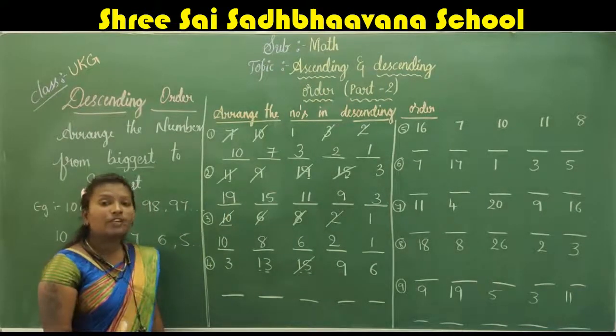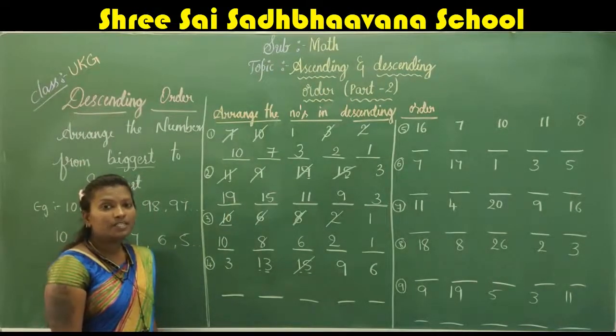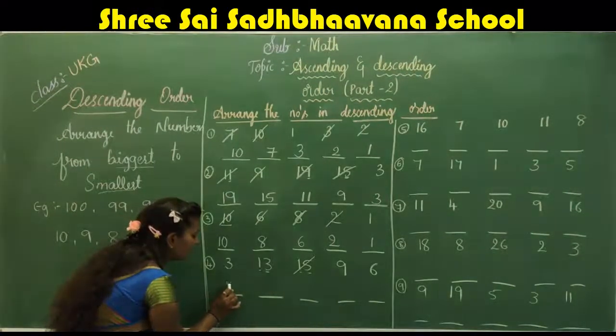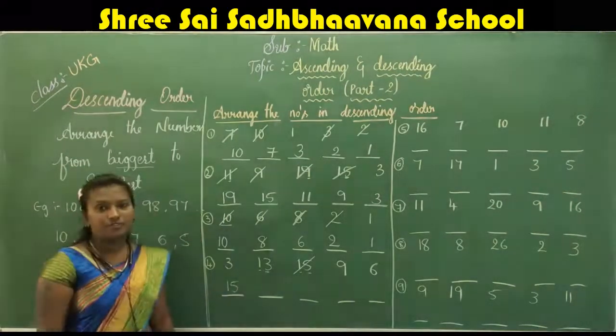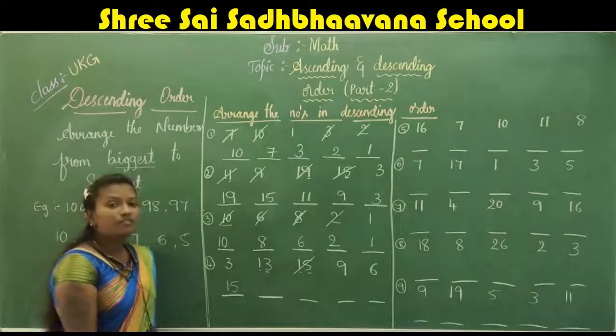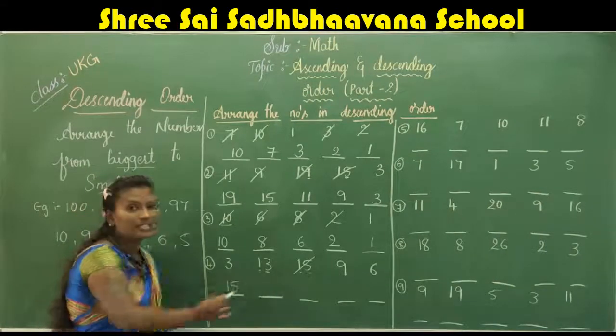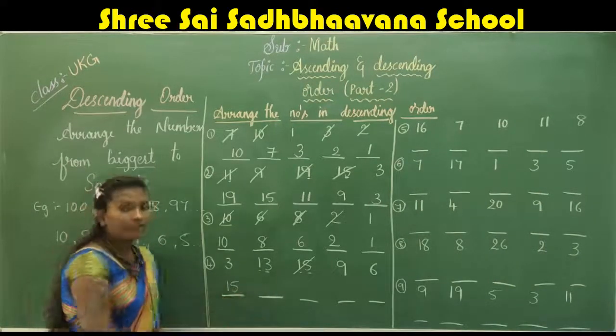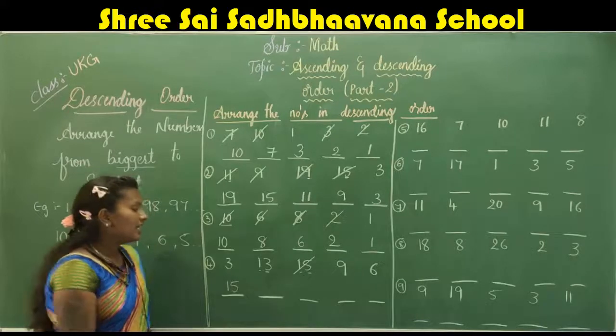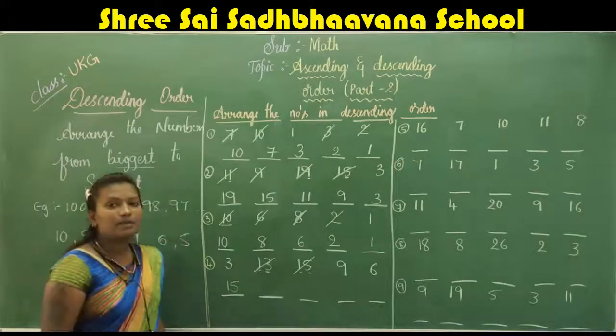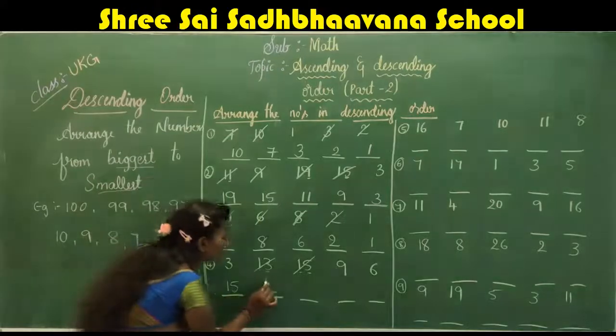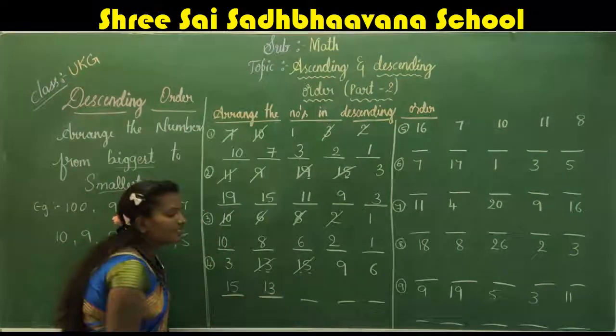Then that number 15, where we have to write it, children? Yes, in the first place we have to write number 15. Because 15 is the biggest number in this line. So that number we have to write in the first place. Next, this is the second number, second highest number. So this number we have to write in the second place.